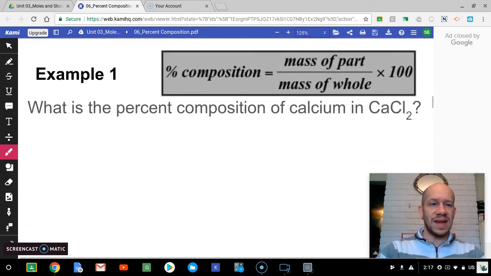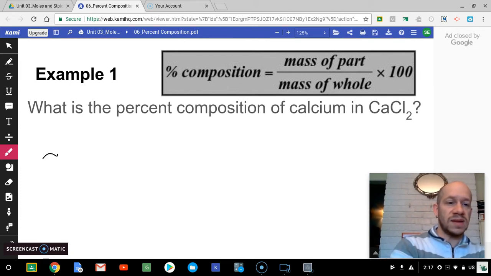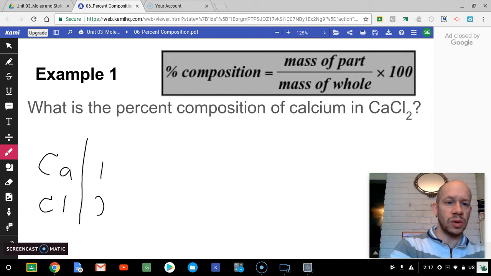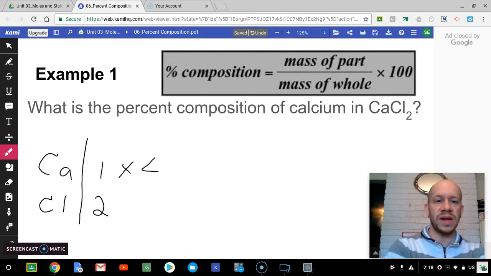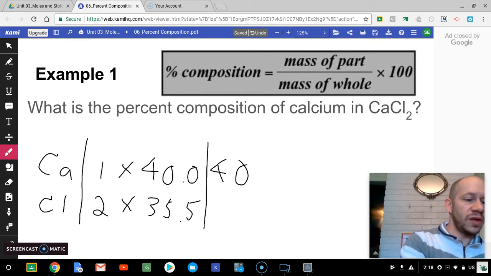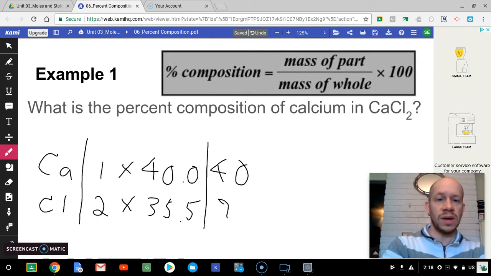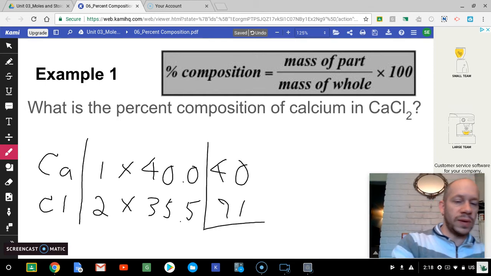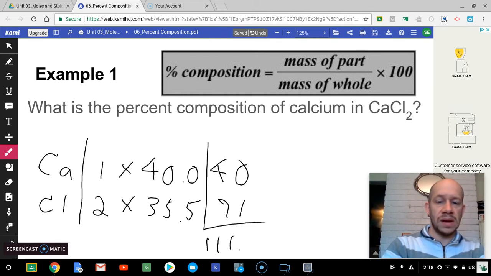For example, what is the percent composition of calcium in calcium chloride? To find the GFM of calcium chloride, I take each element. There is one calcium and two chlorines, and I multiply by their masses. Calcium on the reference table is 40.0, and chlorine is 35.5. So 1 times 40 is 40, and 2 times 35.5 is 71. Add those together, and I get 111 grams per mole as my GFM.